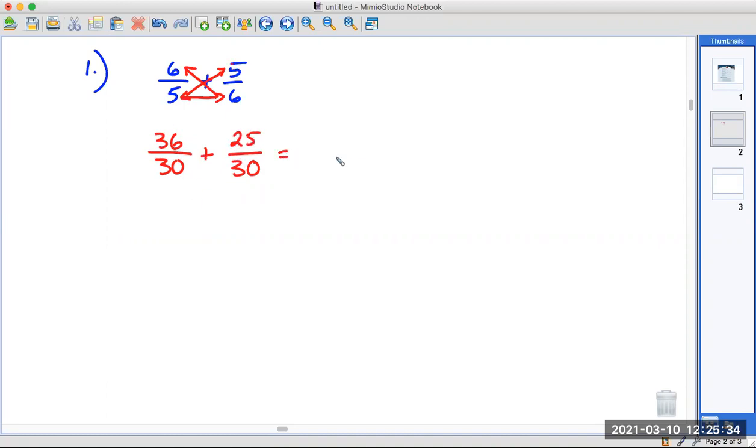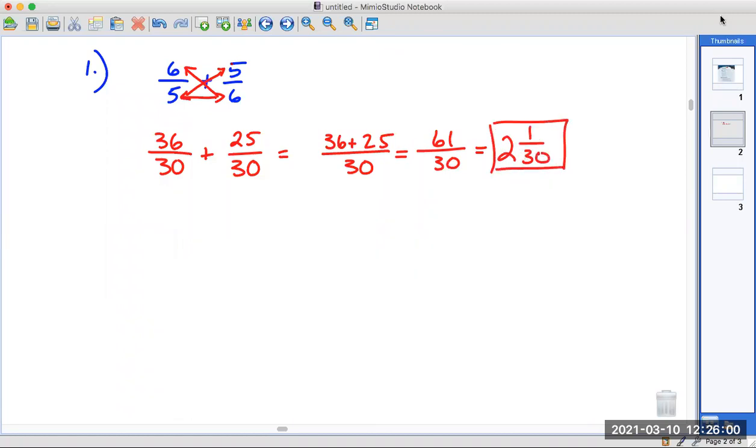So now I can add that on 1. So that's 36 plus 25. And 36 plus 25 is 61, I believe. And I'm going to make that into a mixed number. 30 goes into 60 twice with a remainder of 1, which is over the divisor. So that's a fast way to add or subtract fractions. Just double check my numbers, make sure, yep.